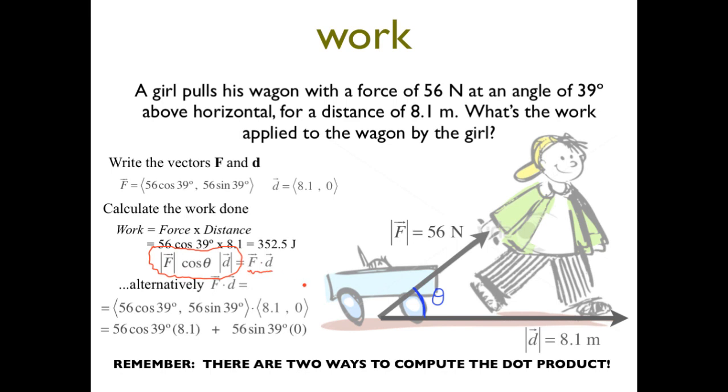If you multiply like components and add up all those results, you get the same value. You'll get the product of the magnitudes as much as they're in the same direction. So when you're doing problems that involve the dot product, remember there are two ways to compute it. Use whichever is most efficient in the situation.